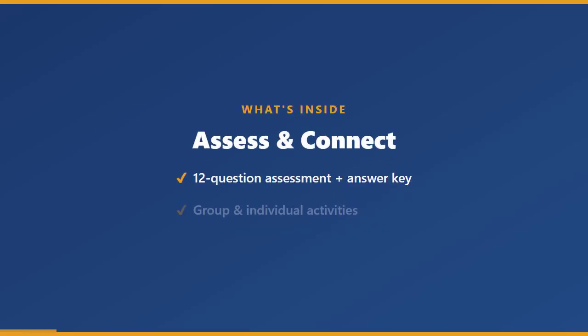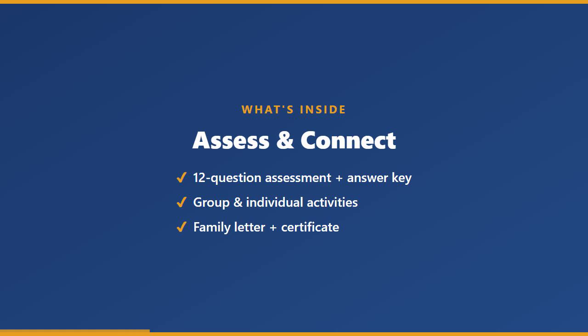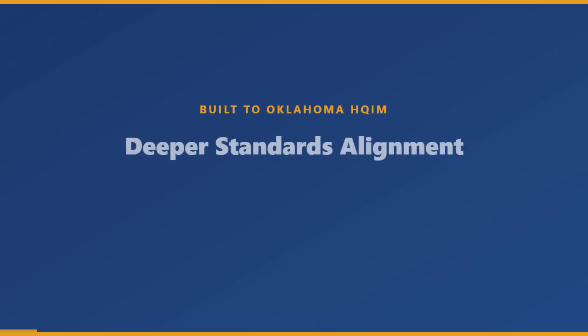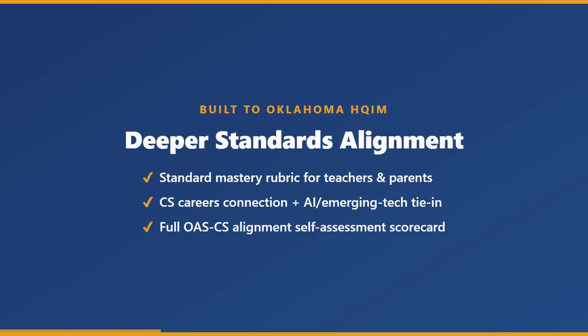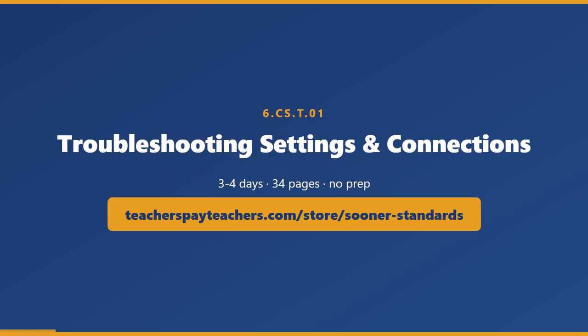This unit includes a standard mastery rubric for teachers and parents, a visual comparison chart of common problems, a CS Careers connection, and an AI connection, all built to the Oklahoma HQM rubric. Plus a 10-question assessment with answer key, group and individual activities, vocabulary puzzles, a family letter, and a certificate of achievement. That's 3 to 4 days of no prep, HQM-aligned instruction across 34 ready-to-print pages.